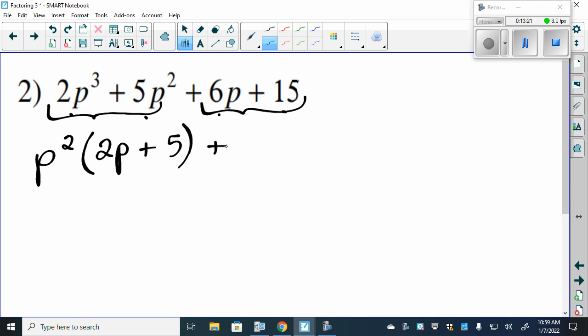Plus, what is the greatest common factor between 6p and 15? 3. Okay, so let's factor it out. So 6 divided by 3 is 2, and I have p plus, okay.